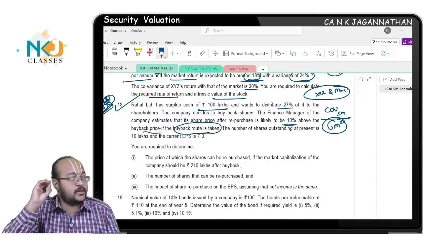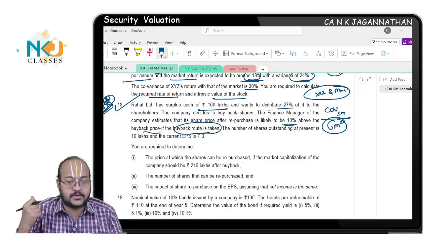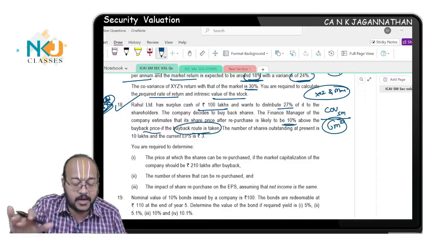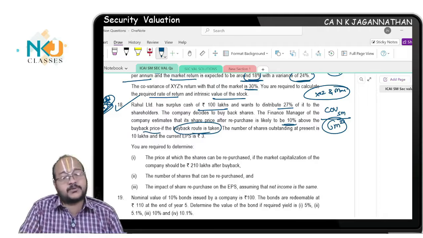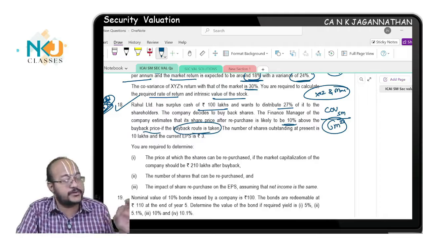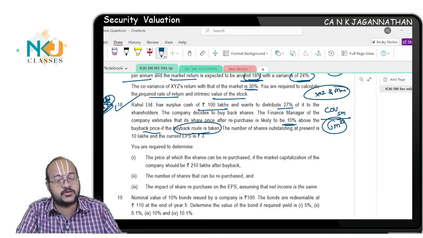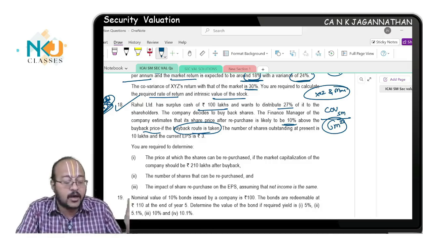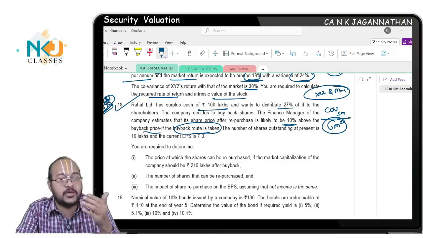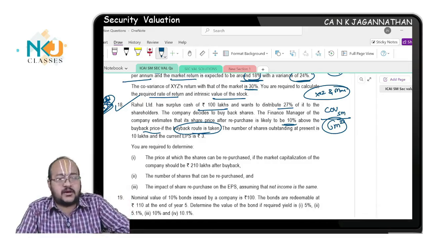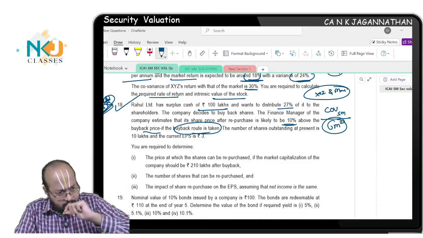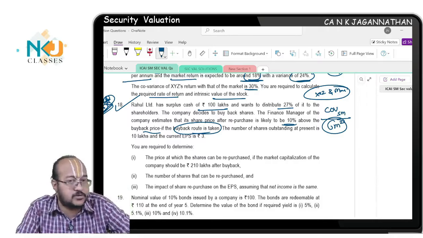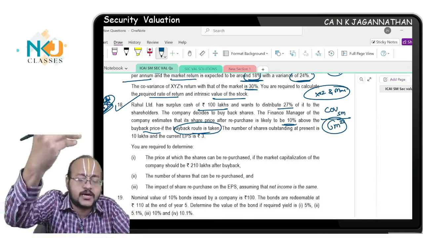See, if the company takes the buyback route, if the company buys back its shares, what happens to the market price now? The share price after the buyback will be 10% above the buyback price, which means the question doesn't mention what the buyback price is. The price at which the share is being bought is not mentioned, right? But what they are saying is it will be 10% above the buyback price. If the buyback price is X, the market price per share after the buyback will be 110% of X, which means 110% of the buyback price.